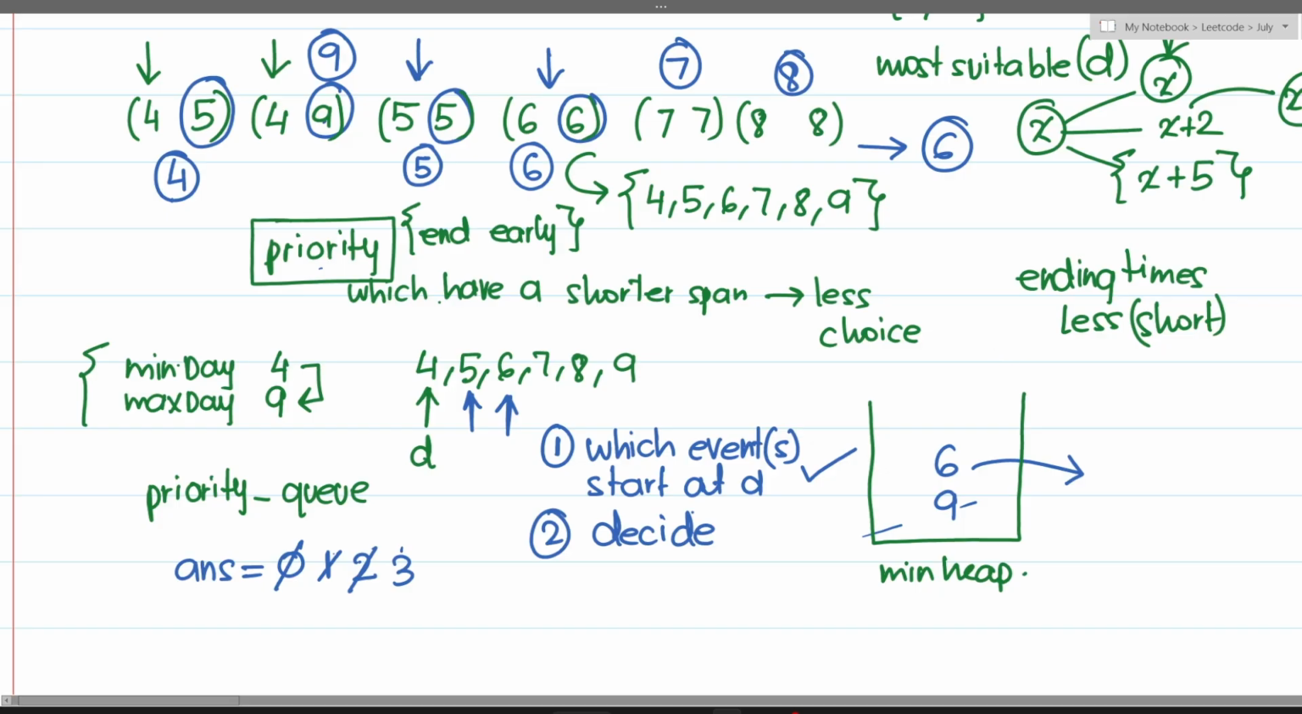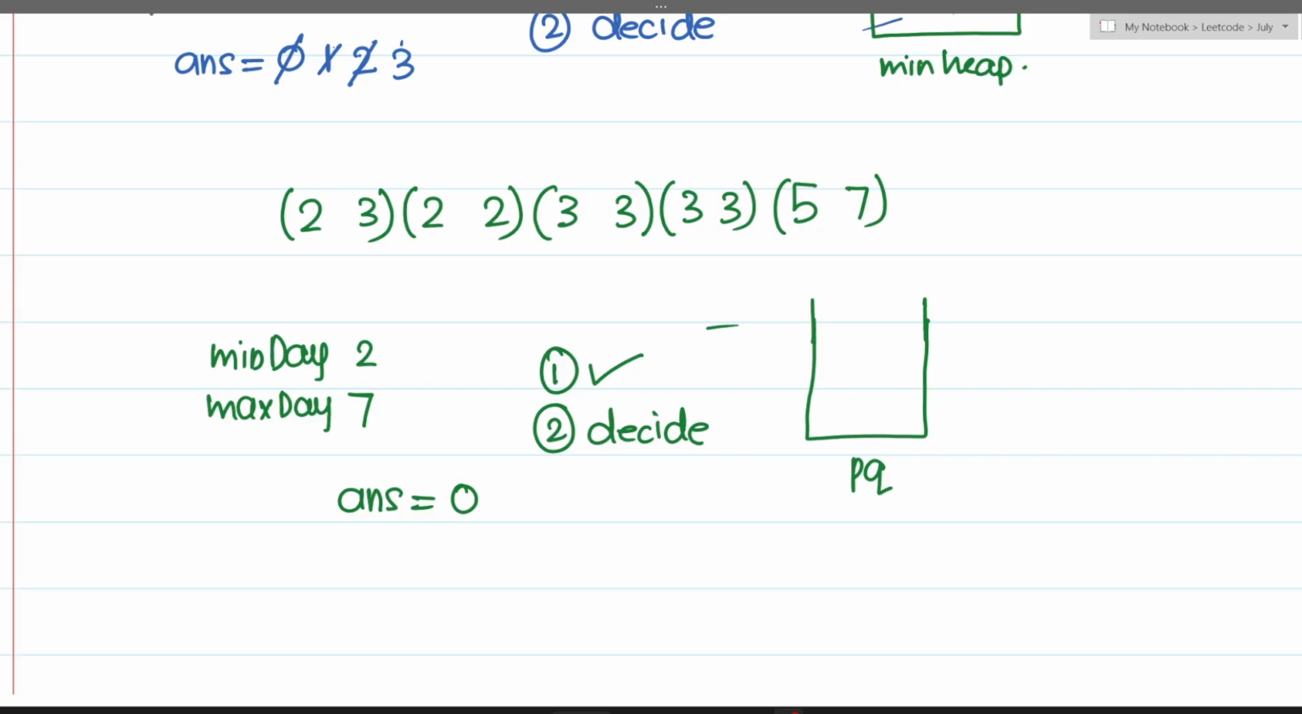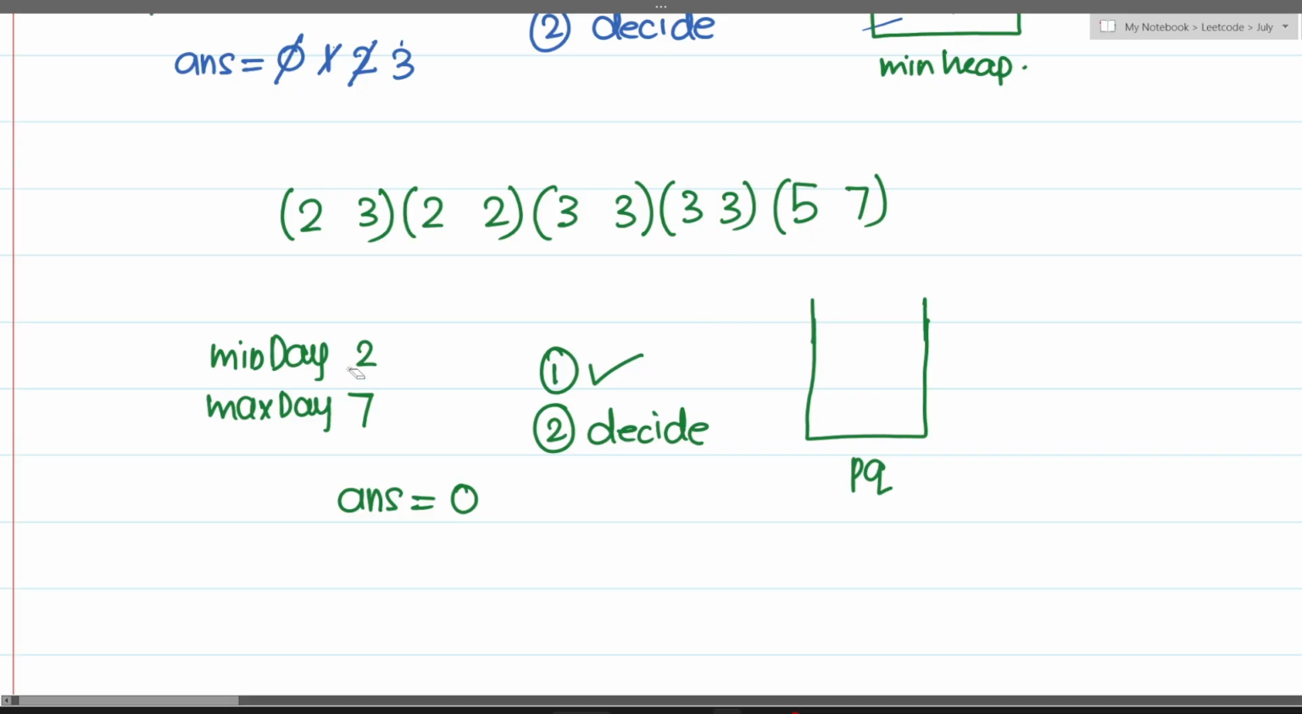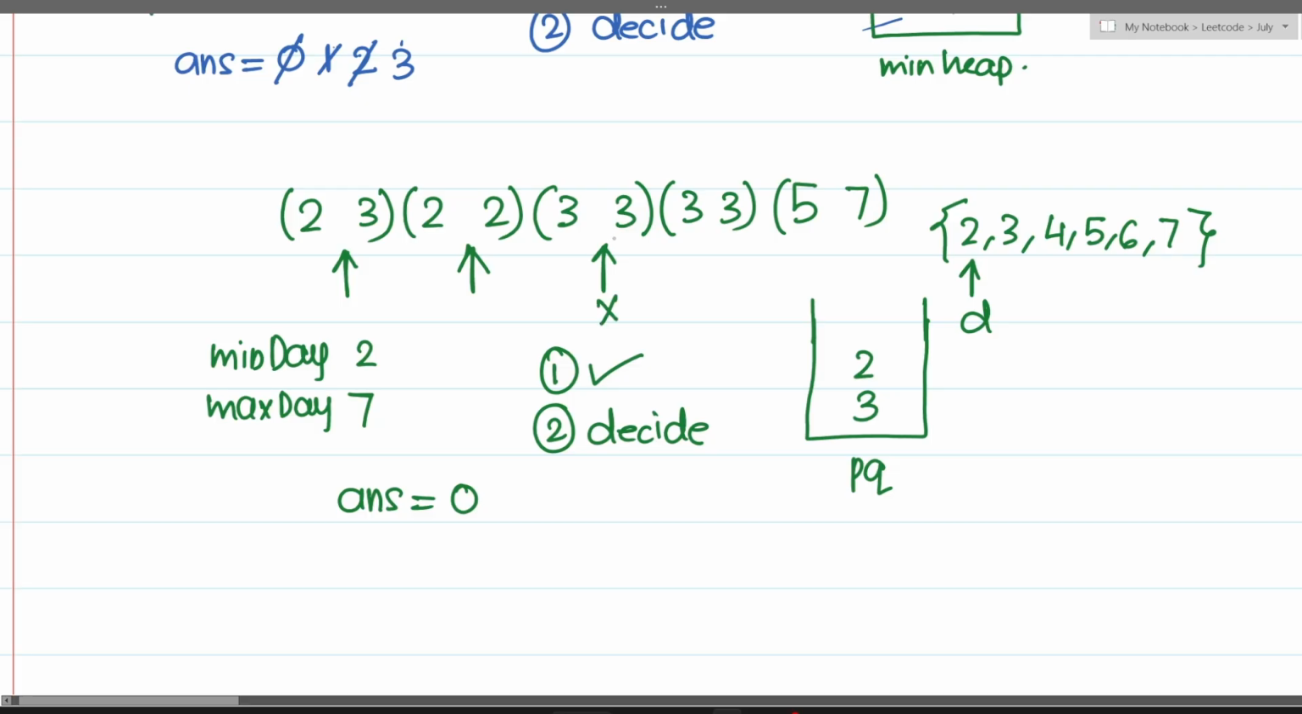So this looks good enough, but there is still one case that we haven't thought about, and let's see what that is. All right, so let's say that we have this sort of a test case where our minimum day is 2 and the maximum day is 7. So these are all the days that we have. Initially, I'm going to be standing at day 2, and then on day 2, I can do these two events. We know that for a fact. So I'm going to push 3 inside the priority queue and then 2 inside the priority queue. Now, step 1 is done. I'm right now standing on day 2, I cannot do this event, right?